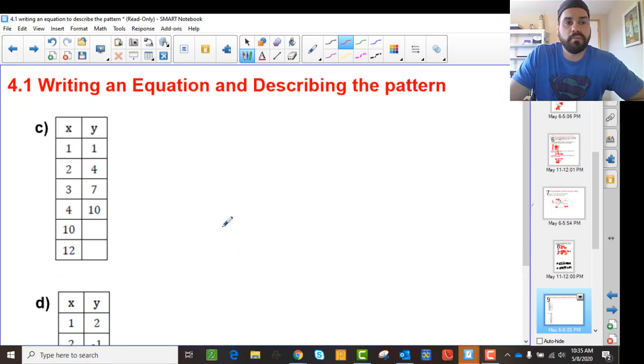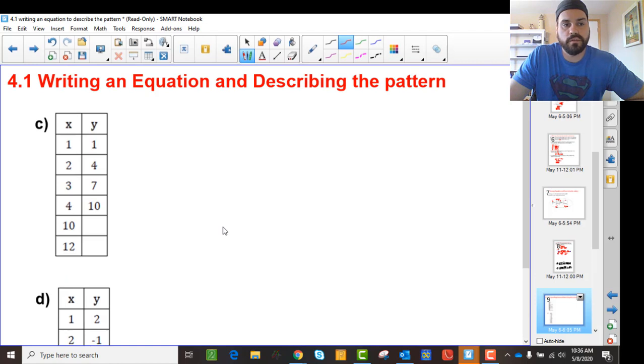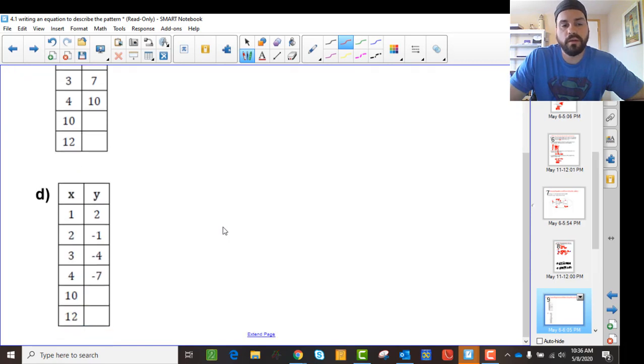And we can do the same thing. I'm not going to do these ones, C and D. I'm going to leave them for you to do. Okay, so you can sort of see letter C. You can pause the video and try it. And then you can do the same thing here for letter D.